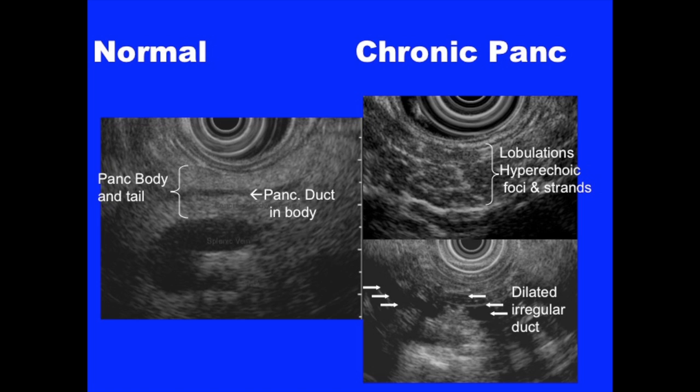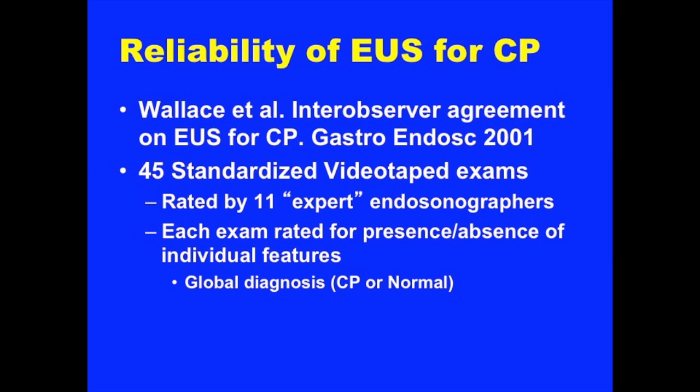You can see the lobularity. You can see this irregular duct with the side branches that are dilated. The problem across the nation is that people are different in their calls on the minor criteria. And this has led to a lot of problems with potential overdiagnosis using endoscopic ultrasound.